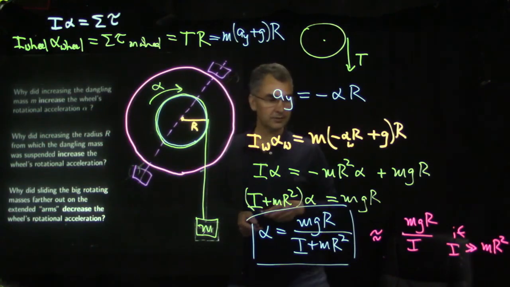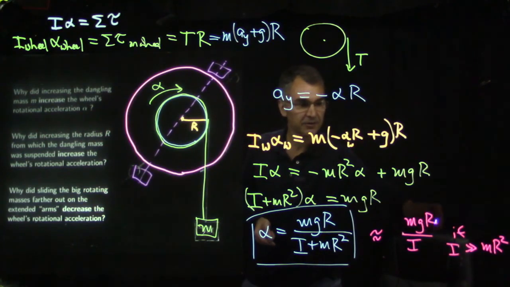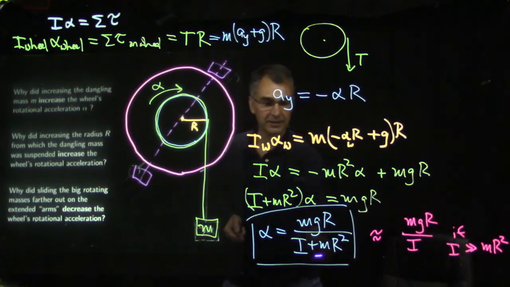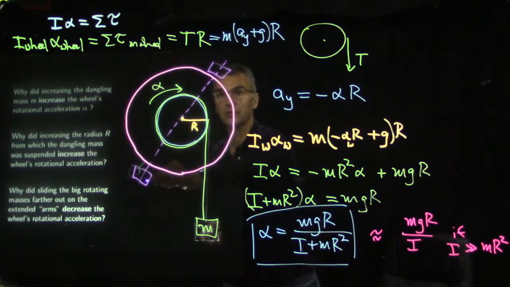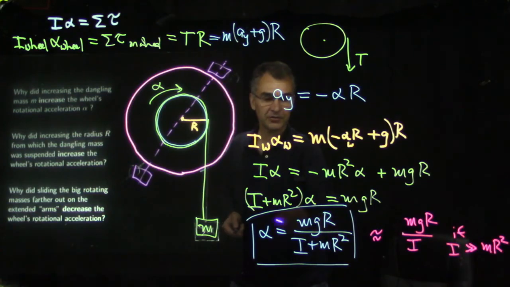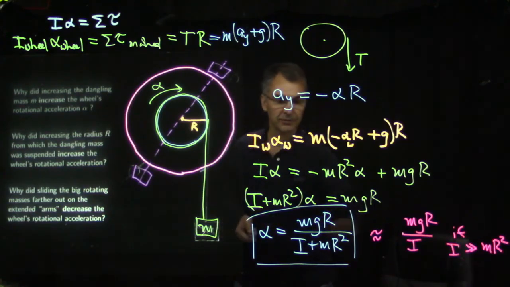Why did increasing the radius r from which the dangling mass was suspended increase the wheel's rotational acceleration? Well, again, you can see this big R here upstairs. So in this limiting case where the rotational inertia of the wheel is much bigger than this mr squared, then you can see that if you make R bigger, then this angular acceleration alpha will be bigger.